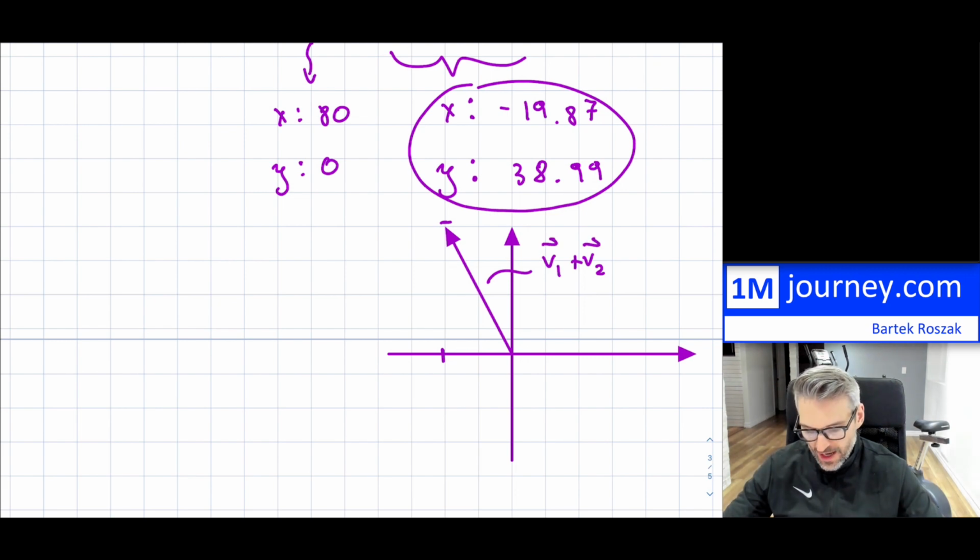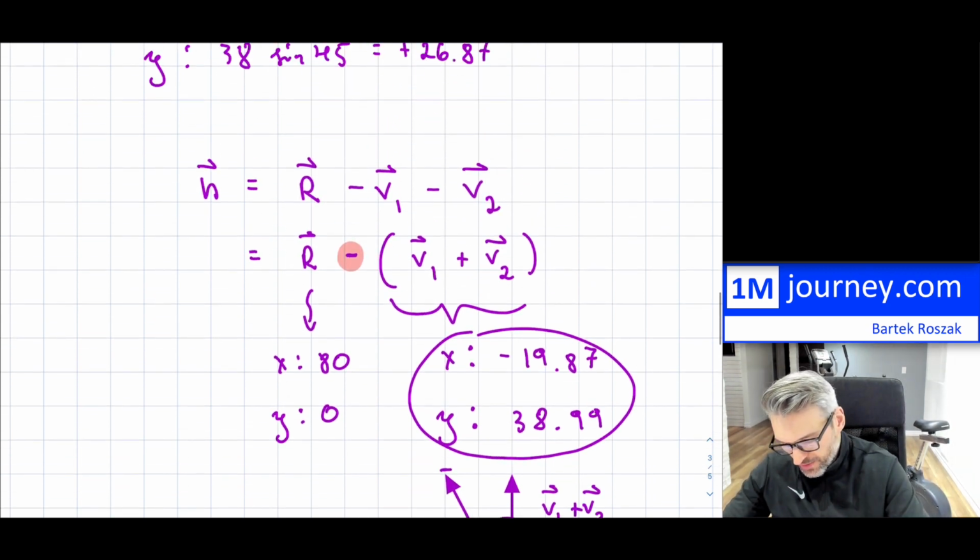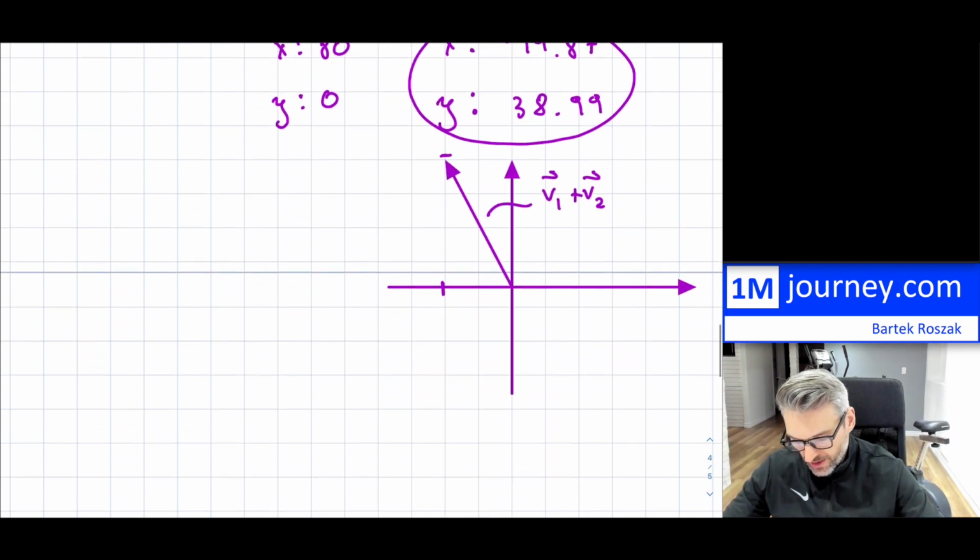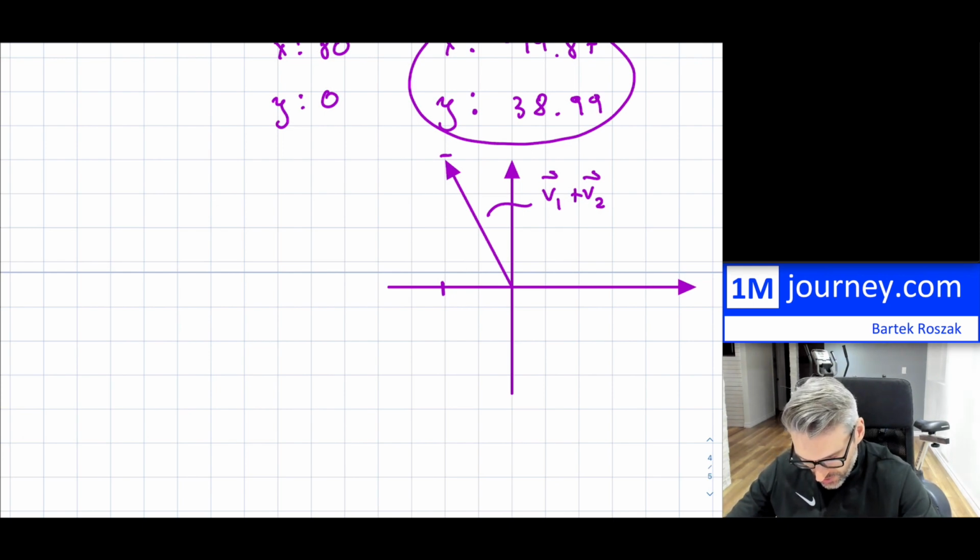Now I want the opposite of that, right? Because of that subtraction, I want the opposite of that result, which really means just the directions have changed. So this is going to go just in this direction, but it's going to be the same magnitude. It's going to be like that.